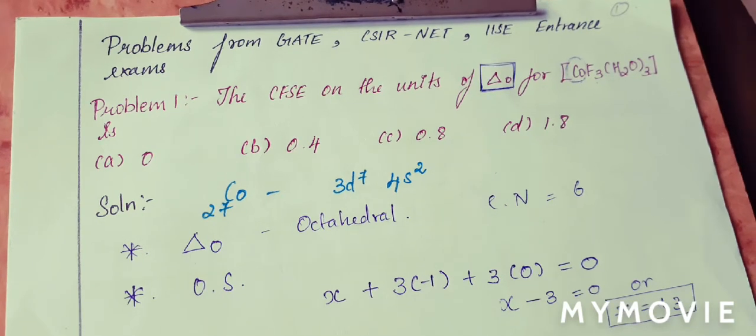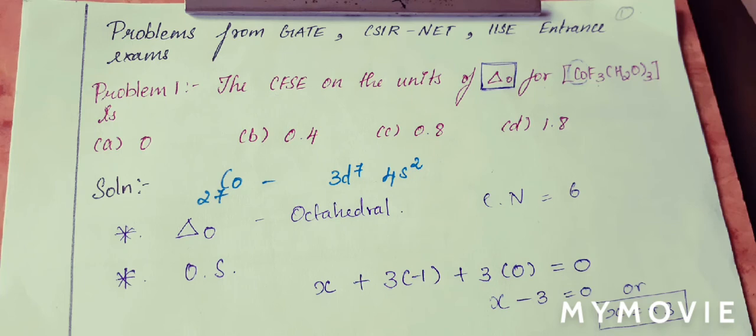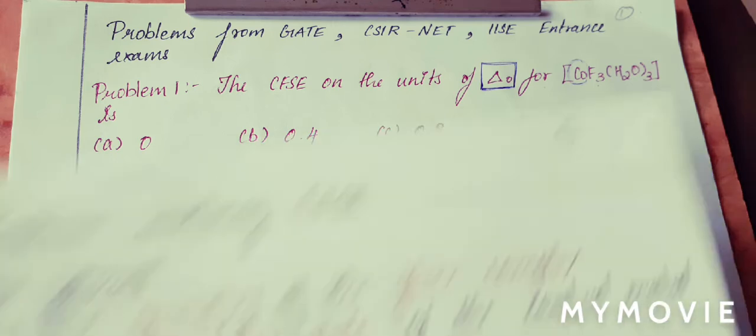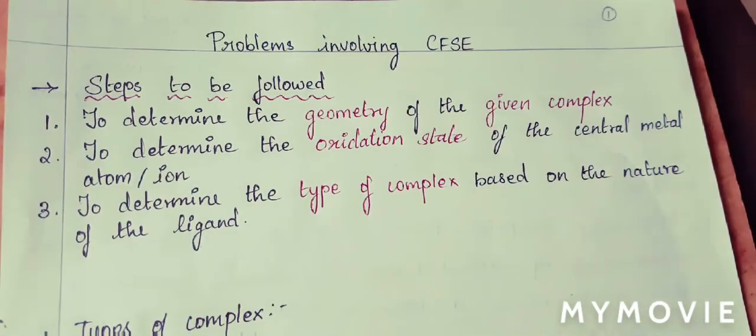So this is my first video, and in this video I'm going to discuss a few questions from various papers like GATE, CSIR, NET, etc. These are all going to be related to coordination chemistry involving CFSE. Now I have written down a few steps which are to be followed when problems involving CFSE arise. So these are the steps.